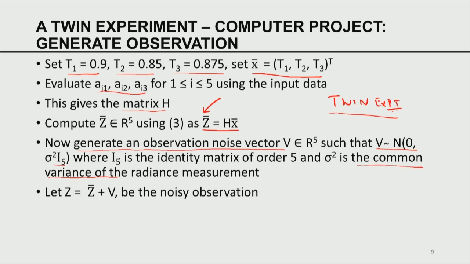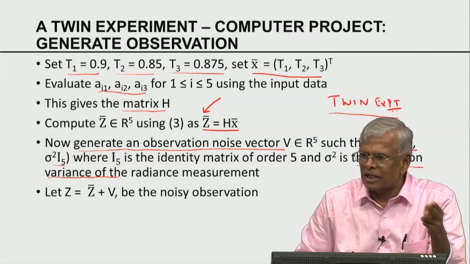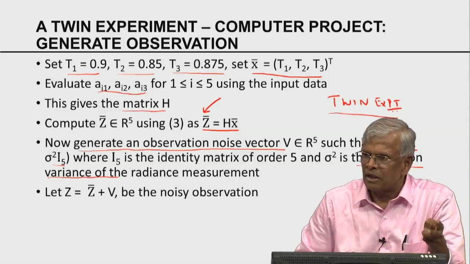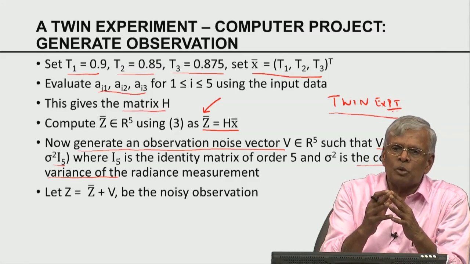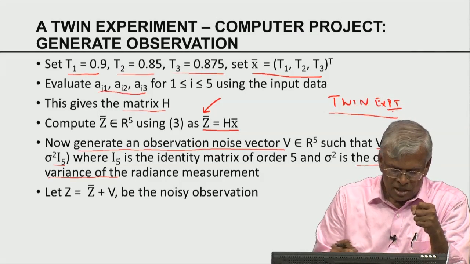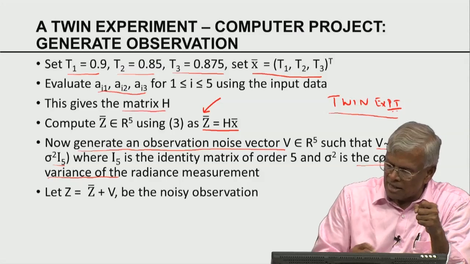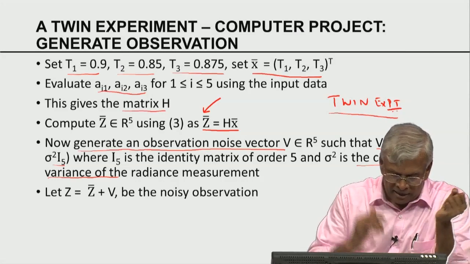For example, if you buy a voltmeter from a shop, the specification will tell you it can measure from 0 to 200 with an accuracy of plus or minus 5%. So that gives you the standard error in the measurements. So by talking to people who design these instruments and satellites, one can very easily compute the variance. So sigma square is the common variance of the instrument that measures the radiance.